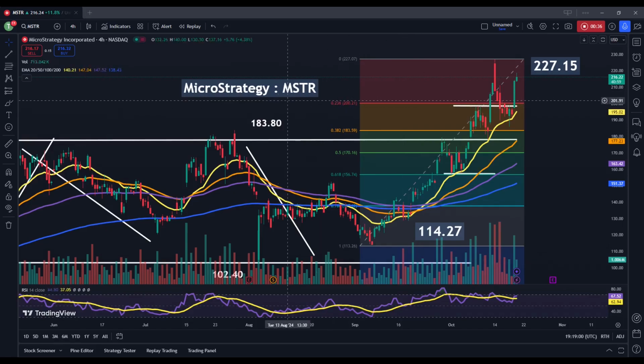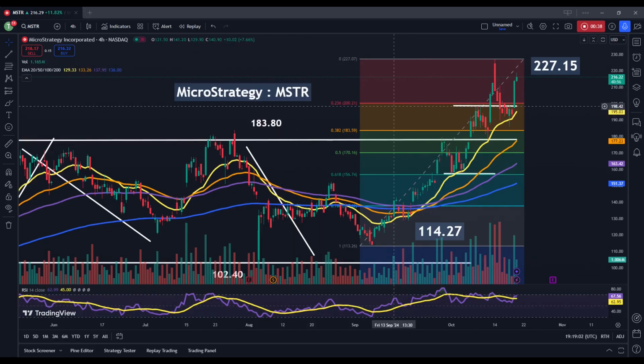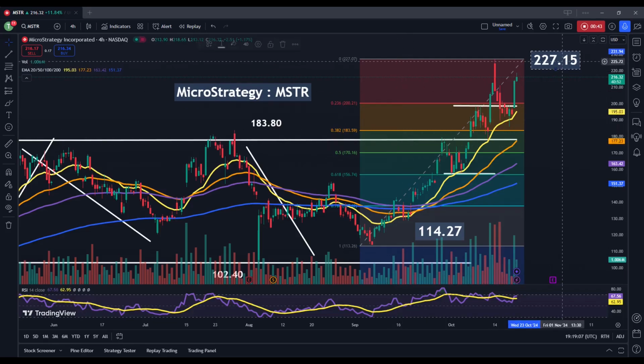So what we're looking at here is a 4-hour price chart. We're taking a longer term view here, because as we can see, the share price for MSTR is rallying higher again today.